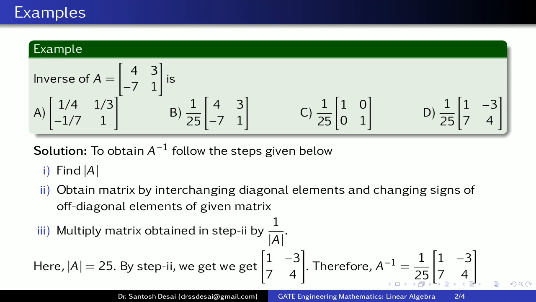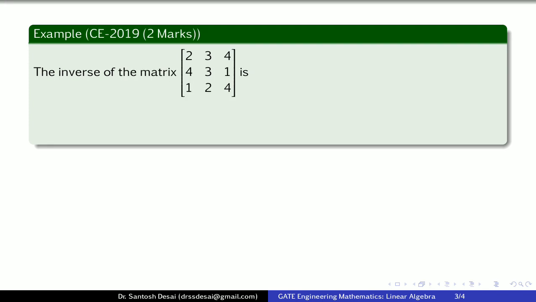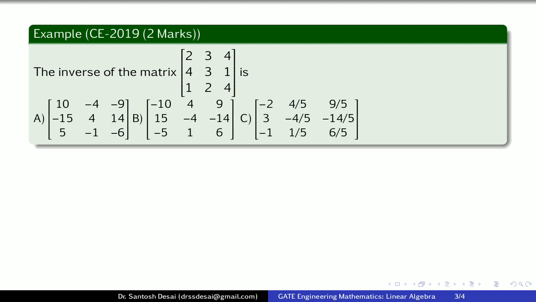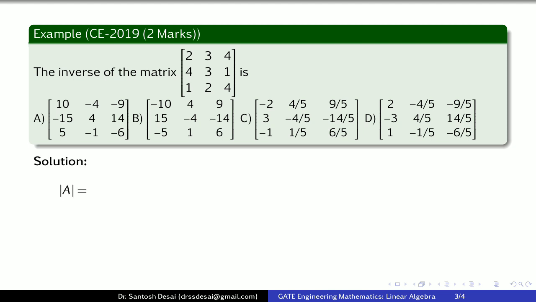Now we consider again the shortest or fastest method to find the inverse of a 3 by 3 matrix. So the inverse of the matrix with first row 2, 3, 4, second row 4, 3, 1 and third row 1, 2, 4. Again four options are given and again we have to follow some steps. So first we check whether the inverse of the matrix exists or not, that is, we have to check whether the given matrix is non-singular or singular. For this purpose we find the determinant of A.